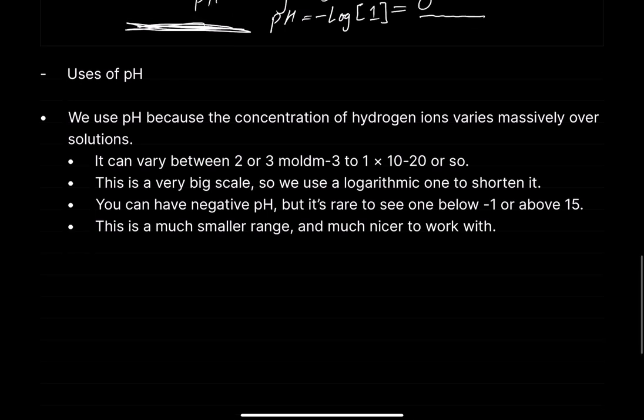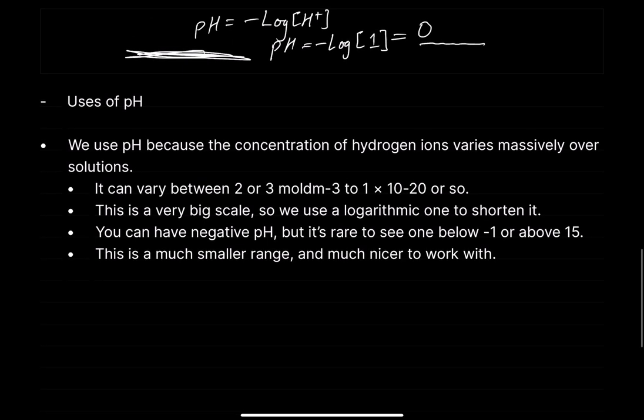Your values could range from 2 to 3 moles per dm cubed to 1 times 10 to the power of minus 20 or so. This is a very big scale, so we use a logarithmic one to shorten it. You can have a negative pH, but it's rare to see ones below -1 or above 15. Between -1 and 15 is a much smaller range and much easier to work with.